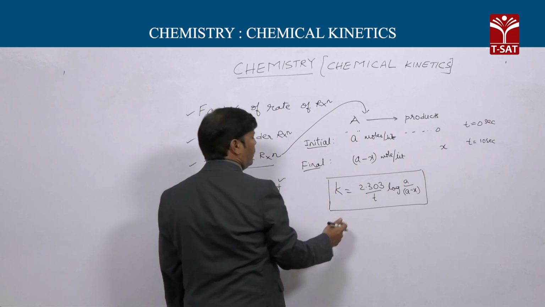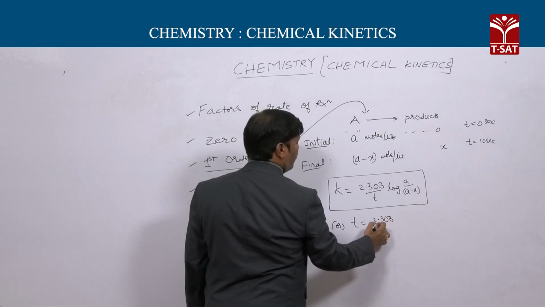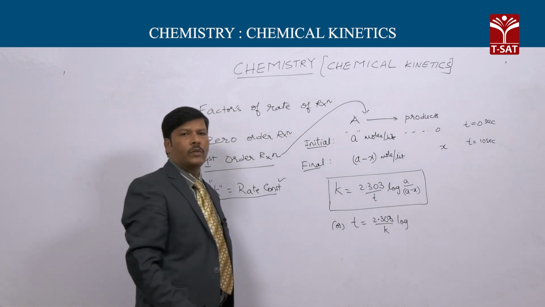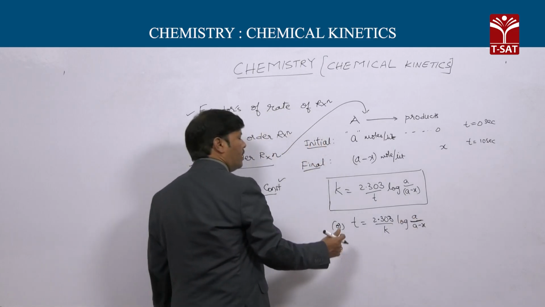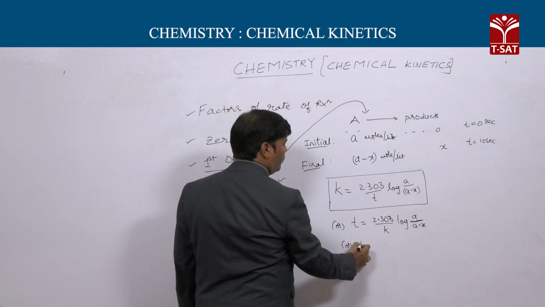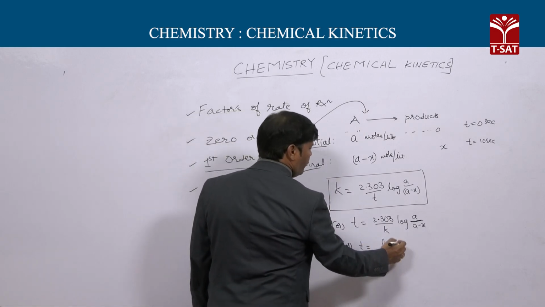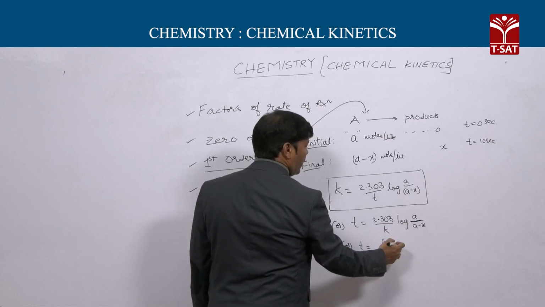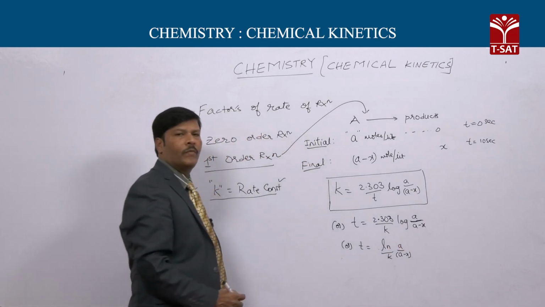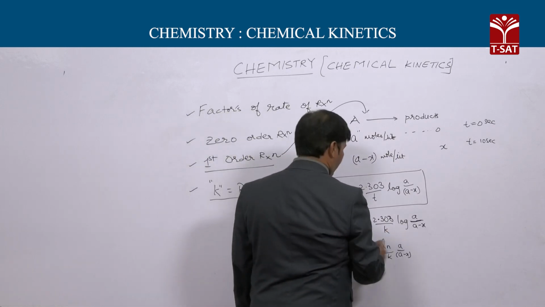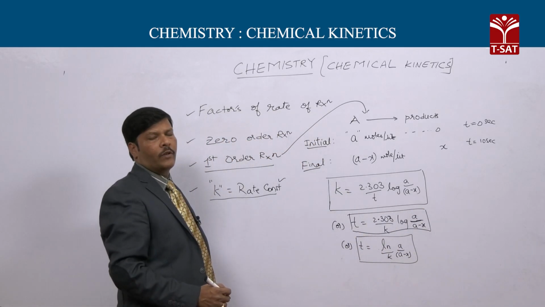The same first order expression we can also rearrange to time T is equal to 2.303 divided by K, the rate constant, into log of A by A minus X. Then the same expression we can also write as T is equal to 2.303 into log, which is equal to ln, so T is equal to ln by K into A by A minus X. You can keep this expression standby, and this is the standard equation we always use while calculating the first order reaction.